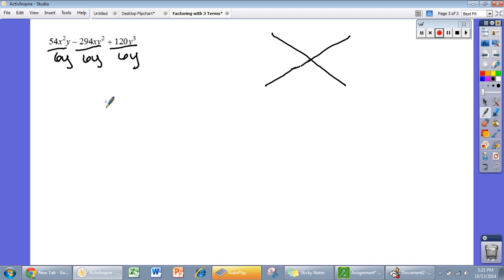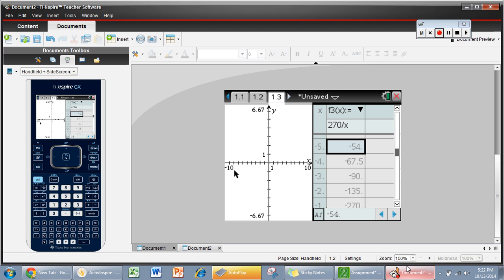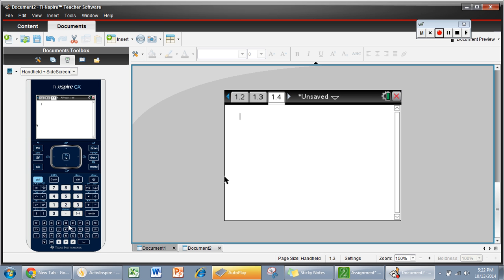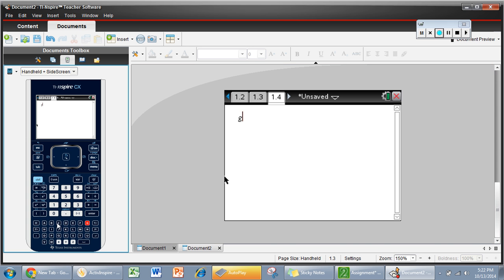If you're looking at the numbers and you're a little concerned about what you can divide by, let me show you another trick in the calculator. If I go to my calculator app, I can type in GCD, greatest common divisor, and I can put the first two numbers of my problem: 54, put a comma, and 294. I'm not concerned about the sign because I'm just looking for the number itself. Hit enter. I see the greatest common factor between these two numbers is 6.